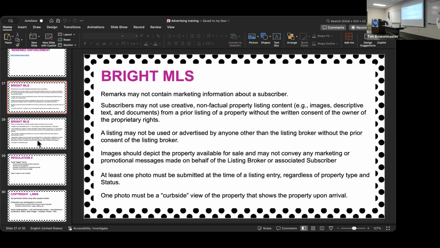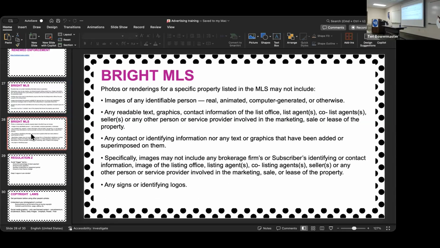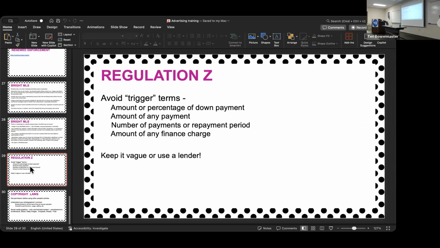Again, they don't want images of people. That happens. Right? No contact information, no signs, no logos. Regulation Z just talks about not having mortgage terms in your advertisements. If you use a term like the mortgage payment or something like that, that could trigger the need for a ton of mortgage terms, all of those, including the APR and things like that.